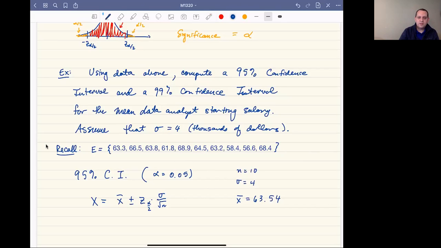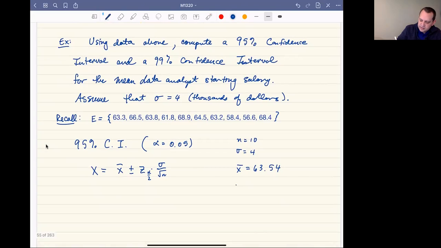Now, if alpha is 0.05, we need to figure out what z sub alpha over 2 is. So this is z sub 0.025. There are a few different ways to do this. The first way is that this is on the handout for all the formulas that we have.